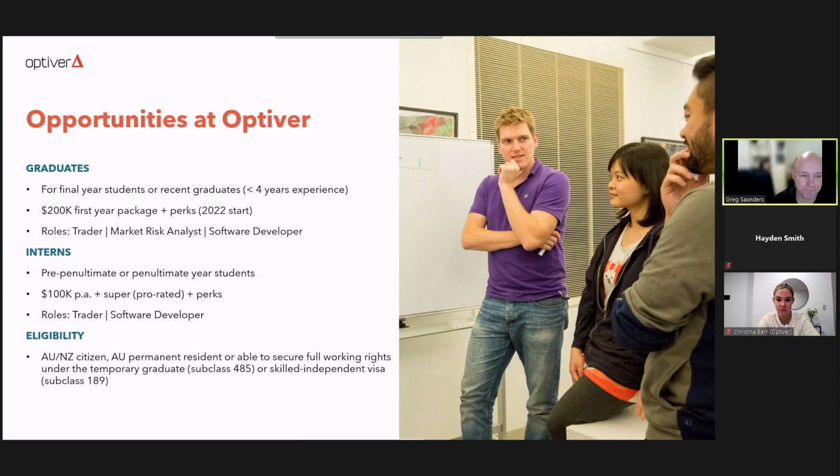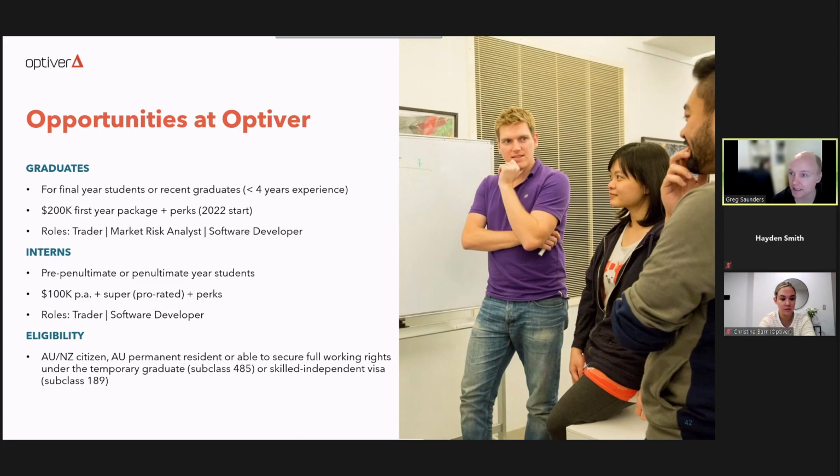So in terms of our interns, the package is 100K per annum plus super, but it's only a 12-week program, so you're getting roughly 3 months of that, plus perks, of course, and we currently have trading and software developer intern roles available for you to apply for.